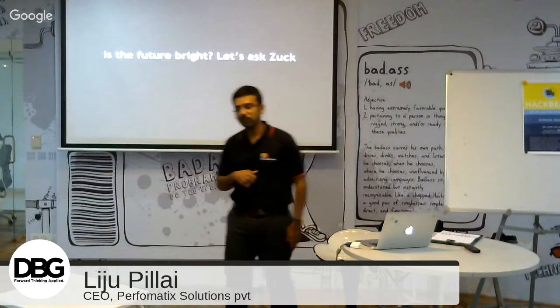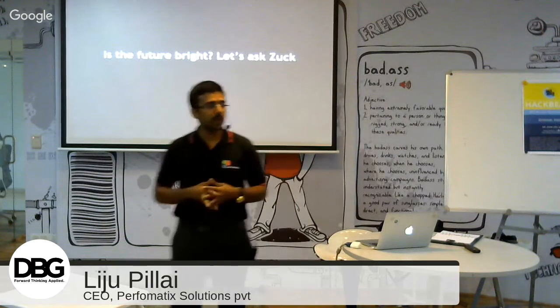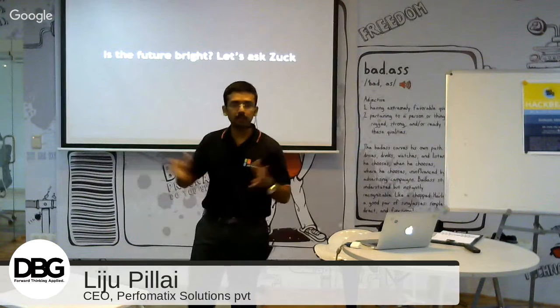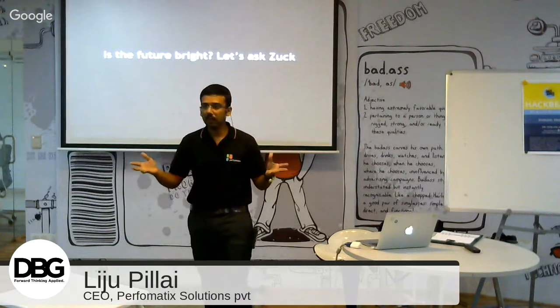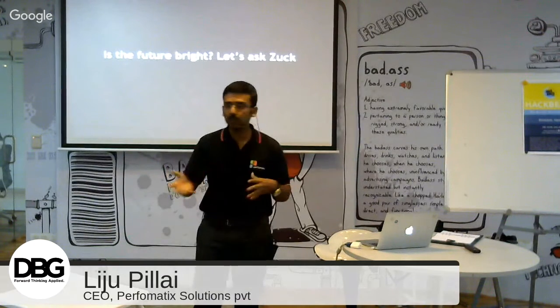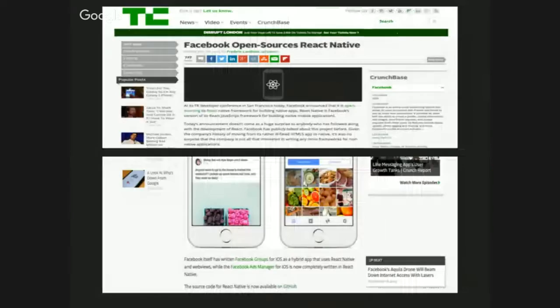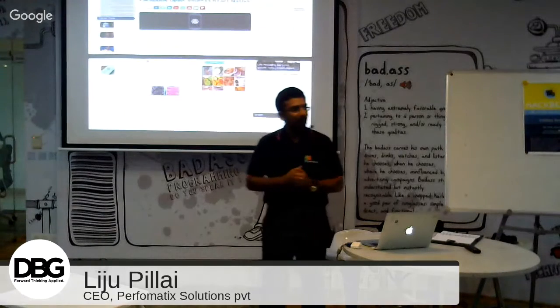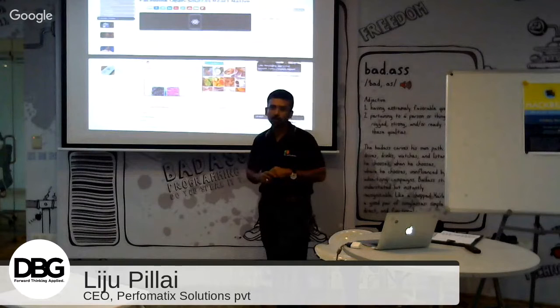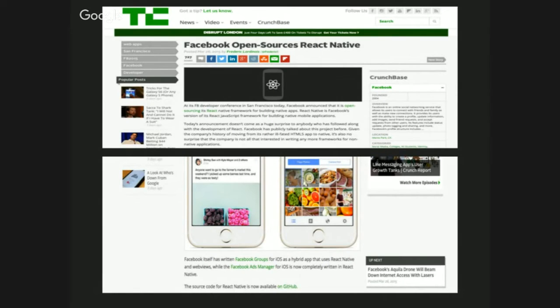All right, so remember the first slide I showed you? Mark Zuckerberg said the single biggest mistake they made was betting on HTML5. He said that in 2012. Now let's see what he did now. In 2015, Facebook open sourced React Native, and they built two of their apps as hybrid apps.